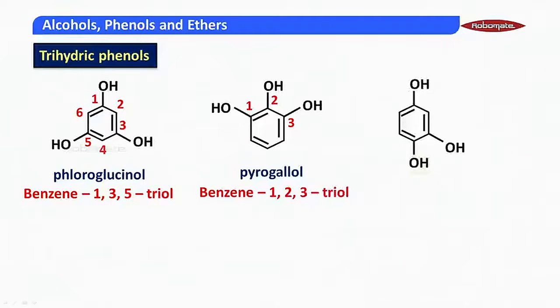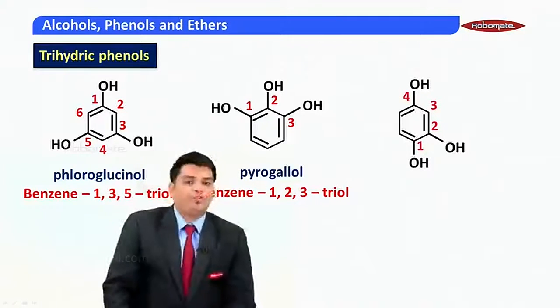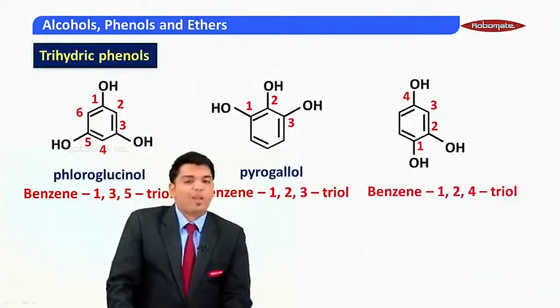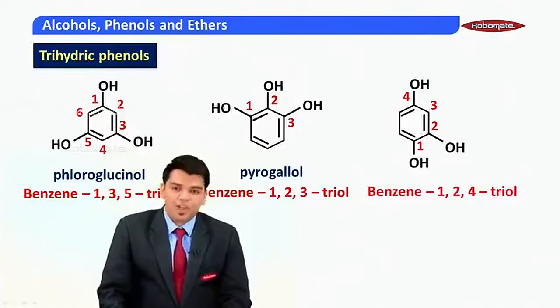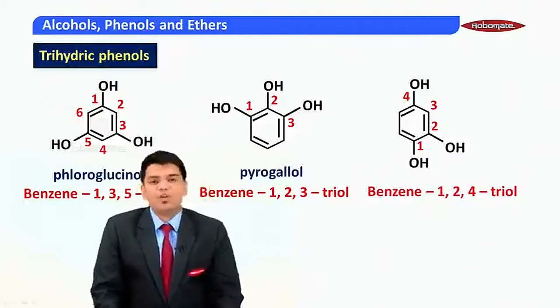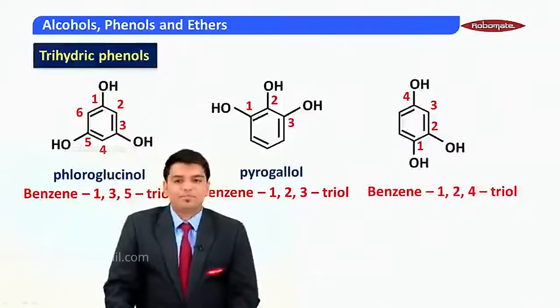And the last example for this module is a benzene ring with the following arrangement of OH groups. We know that the OH groups must get the lowest numbers. So we start numbering from the bottom. Hence the OH groups get numbers 1, 2 and 4. This makes the IUPAC name benzene-1,2,4-triol. So this was all about the nomenclature of phenols.